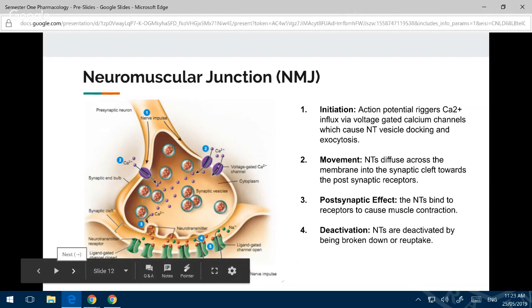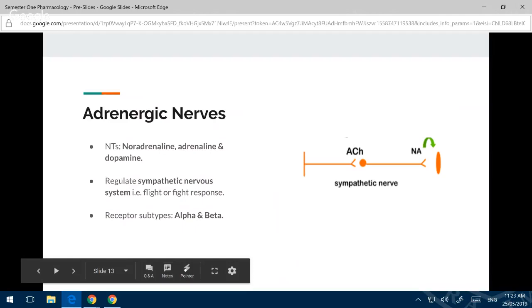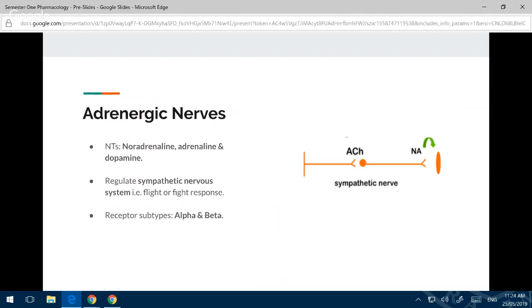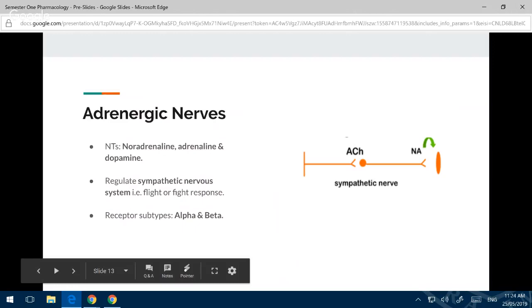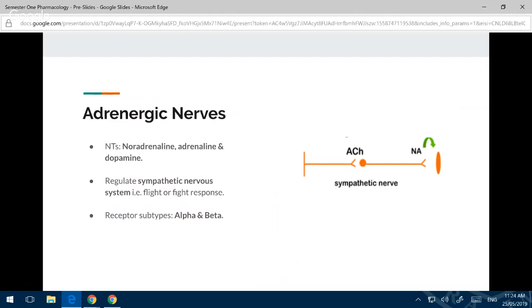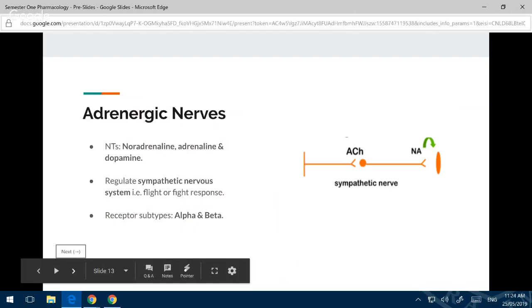So firstly, we have adrenergic nerves. These are those that rely on the neurotransmitters noradrenaline, adrenaline, and dopamine. You should think of these in how they regulate the sympathetic nervous system, which is really just a fight or flight response. And there are two subtypes for this one, alpha and beta, which I'm going to discuss at length in a minute. This is really just looking at the preganglionic, then the postganglionic. And we have acetylcholine for the first one, but you should associate these with the noradrenaline or adrenaline neurotransmitters. Acetylcholine is just an intermediary.